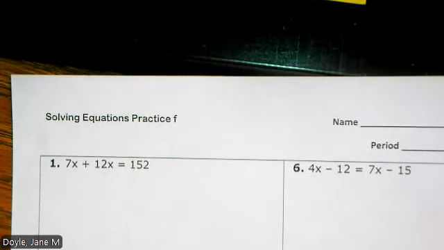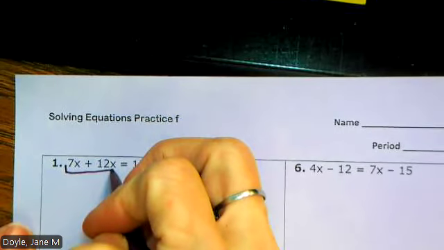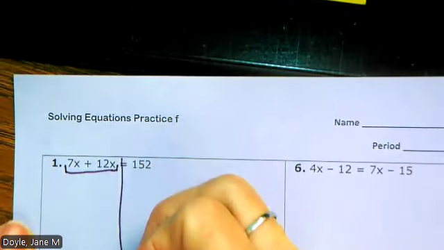So our first problem there says 7x plus 12x is equal to 152. There's no parentheses. However, there are like terms on the same side of the equal sign. And so we are going to combine those.